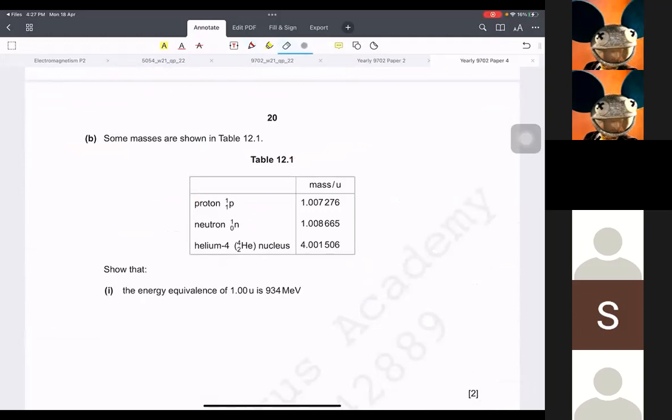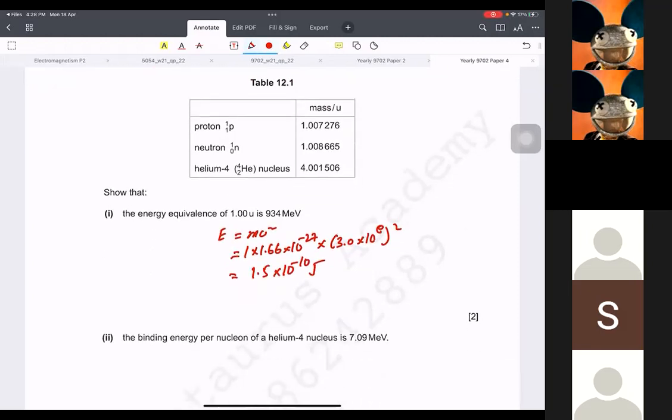Now, E equals mc squared. Whenever you do this, go through the sparks. 1 u is 1.66 times 10 raised to minus 27, and this is 3.0 times 10 raised to 8, whole squared. Can you find the energy, please? 1.494 times 10 power minus 10. Sorry, come again. 1.5 times 10 to the power of minus 10 joules.